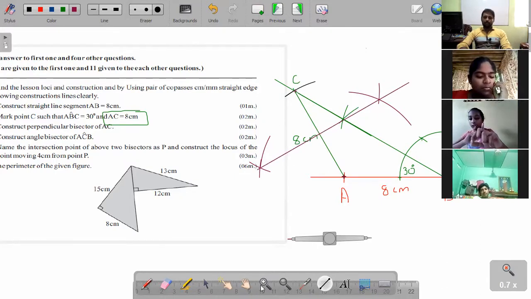Okay, quickly you have to draw. You have to construct quickly.